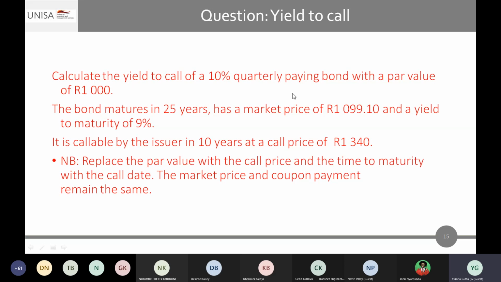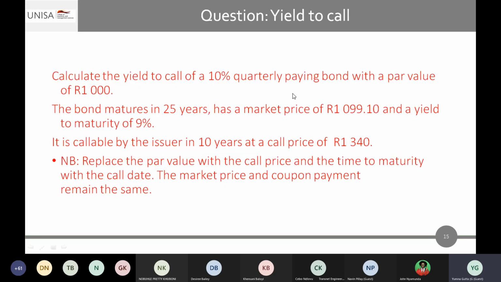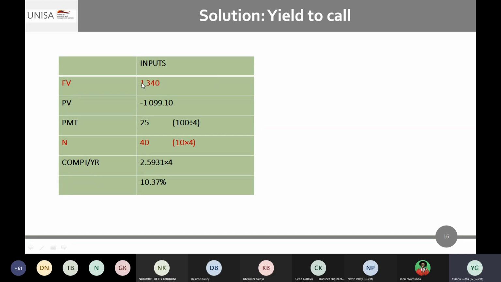Okay, everyone seems to be getting a similar answer. Let's go and have a look, right? So our future value was call price of 1340, right? Our present value was 1099.10. What's it currently selling for, right? Our payment is 100 rand divided by 4. So 10% times by 1,000 divided by 4.